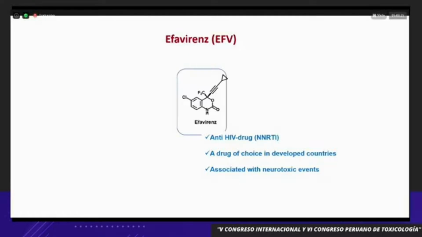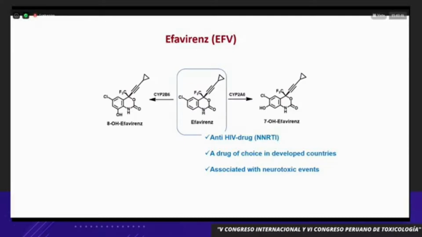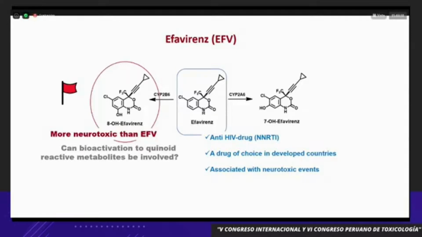So another drug that we have studied is efavirenz. Efavirenz is also a non-nucleoside reverse transcriptase inhibitor used in HIV therapy. It is a drug of choice in developed countries, but it is associated with severe neurotoxic events. Efavirenz can be metabolized to two distinct phase 1 phenolic metabolites, 8-hydroxy and 7-hydroxy efavirenz, but only 8-hydroxy efavirenz is neurotoxic. In fact, this phase 1 metabolite is even more neurotoxic than efavirenz itself.